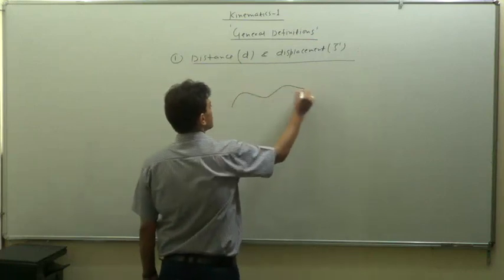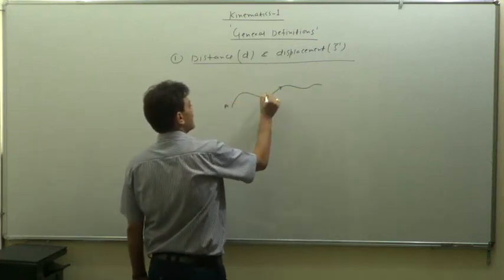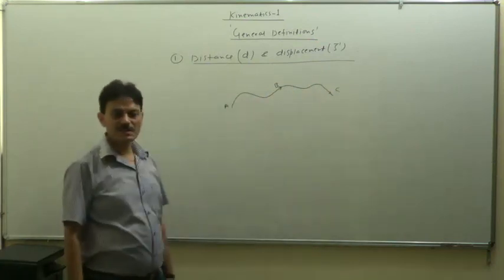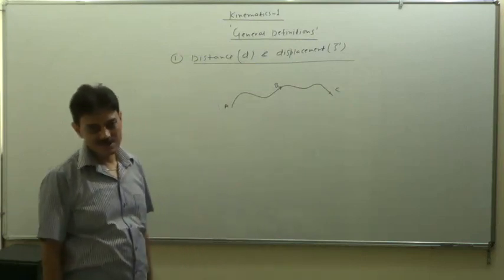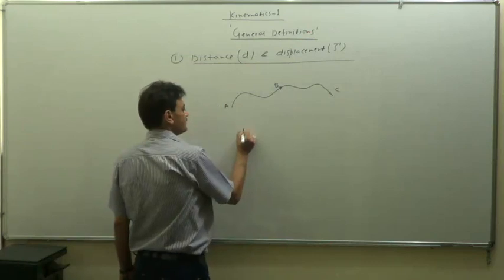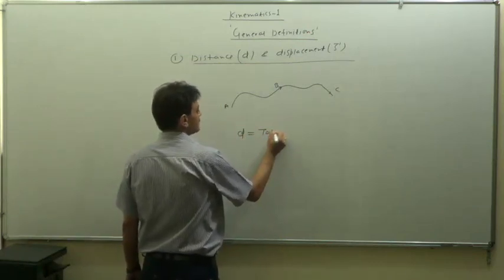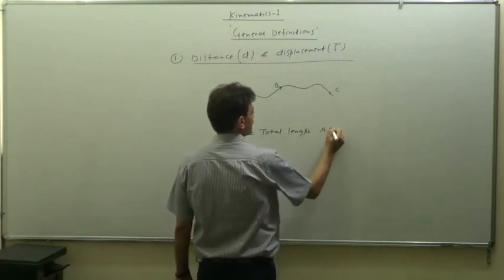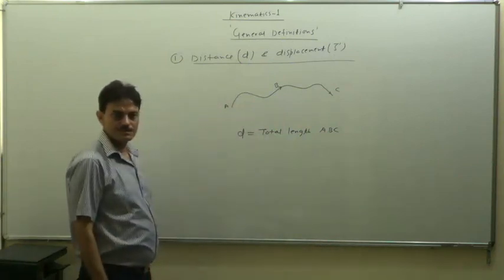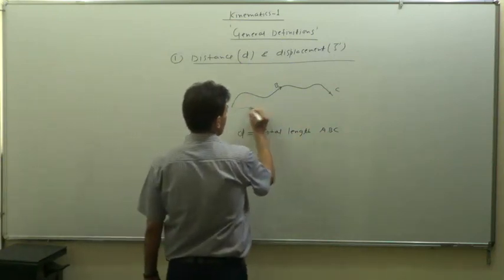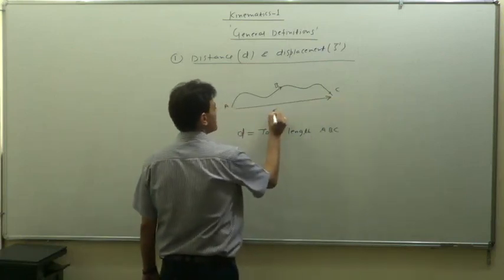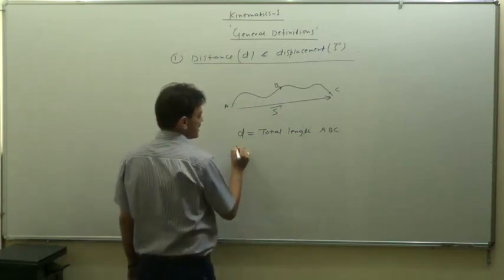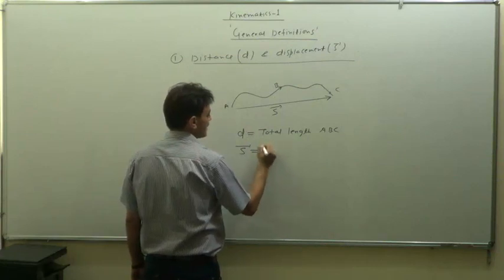Suppose a particle moves like this: A, B, C. Then the total length ABC is called distance, right? Distance equal to total length ABC. And AC, this is the displacement vector, right? It means S equal to AC vector.